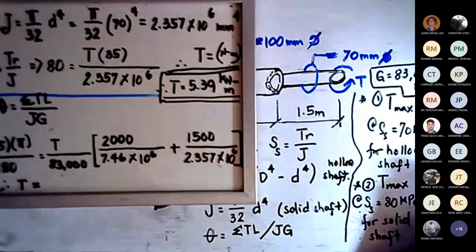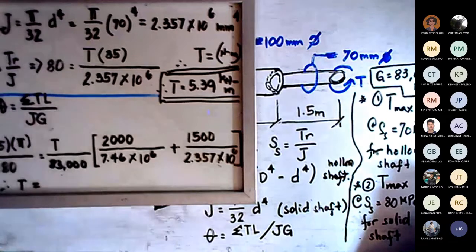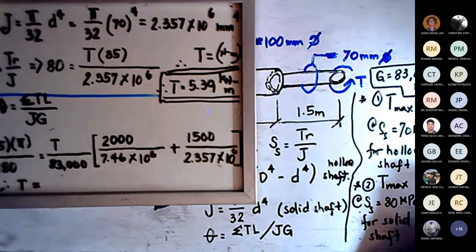$1,500 divided by 2.357 times 10 to the 6th. What answer did you get? 2,000 divided by 7.46 times 10 to the 6th.